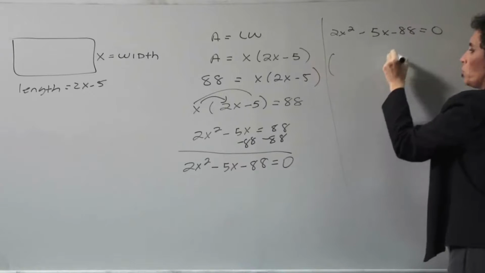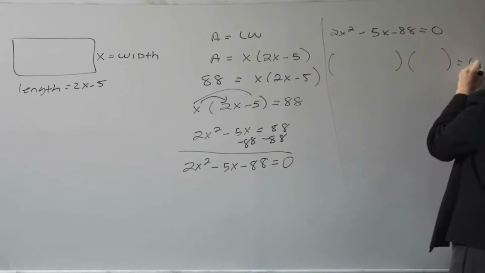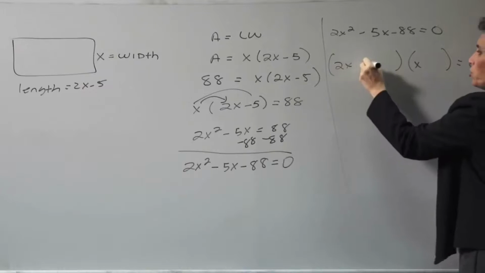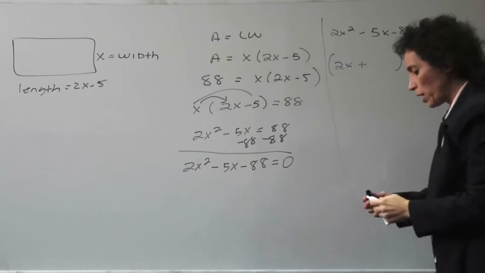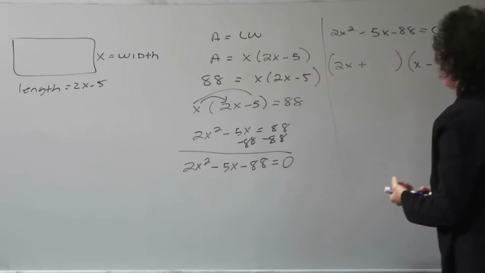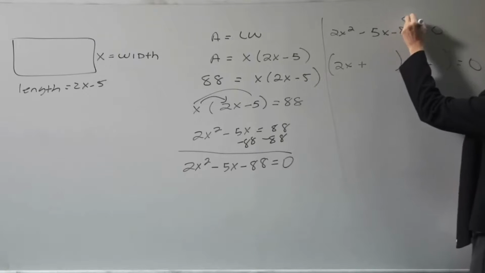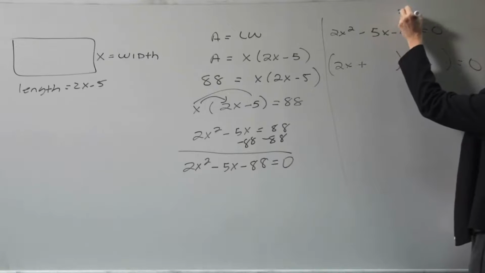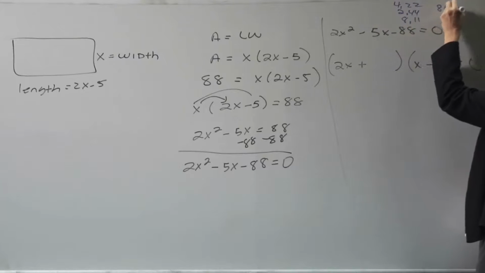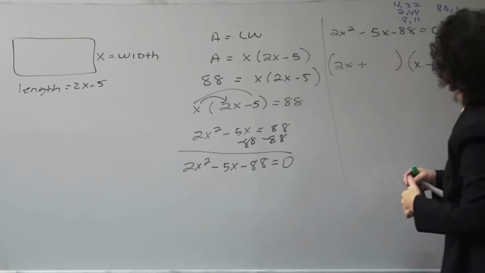Okay, no GCF, leading terms positive. 2x squared can only be 2x and x, my signs are different because the last sign is negative. Okay, 88, this is just going to be so much joy with this 88 guy. Okay, so we got 8 and 11, 2 and 44, 4 and 22, 1 and 88, and, well, I have enough to start, and that might be it.